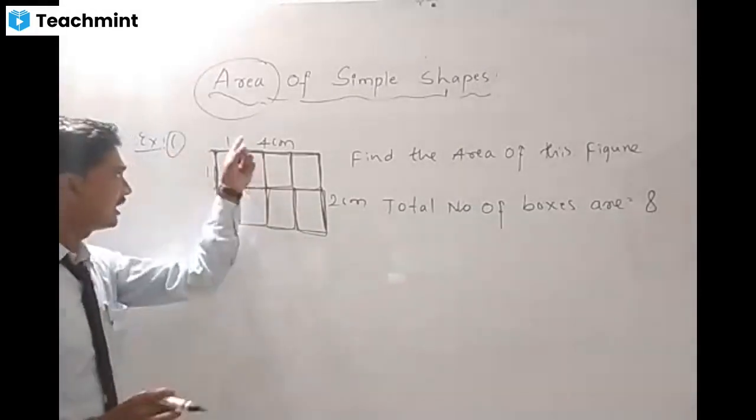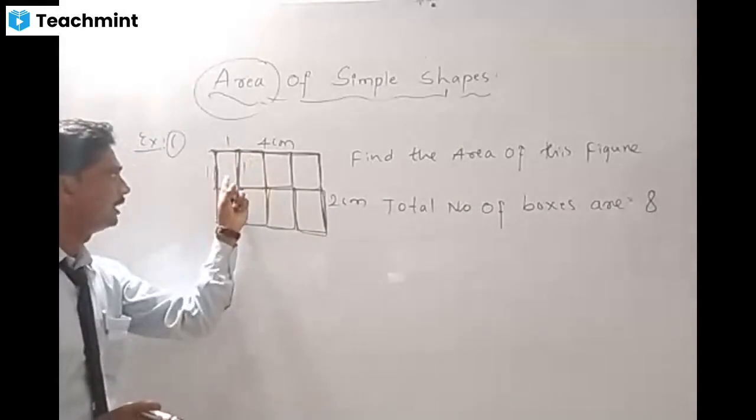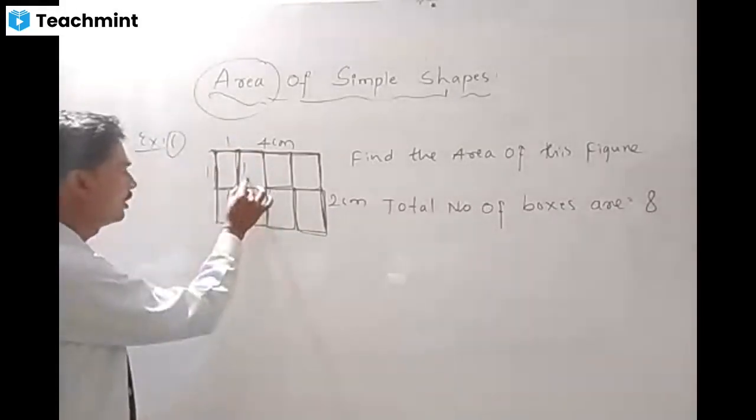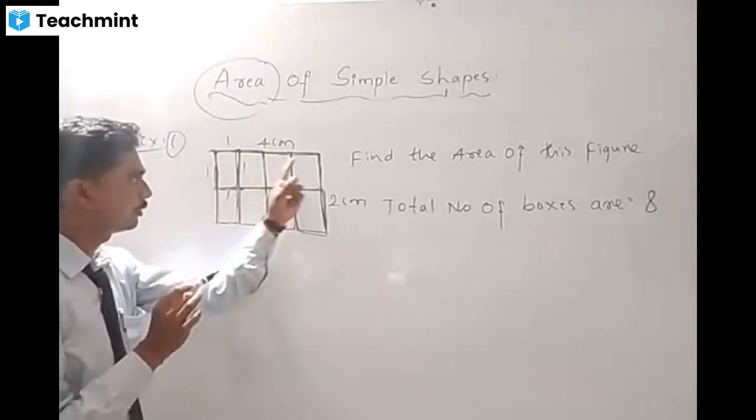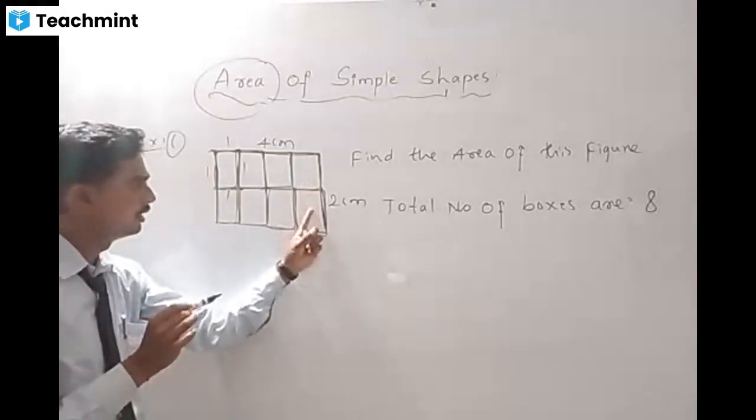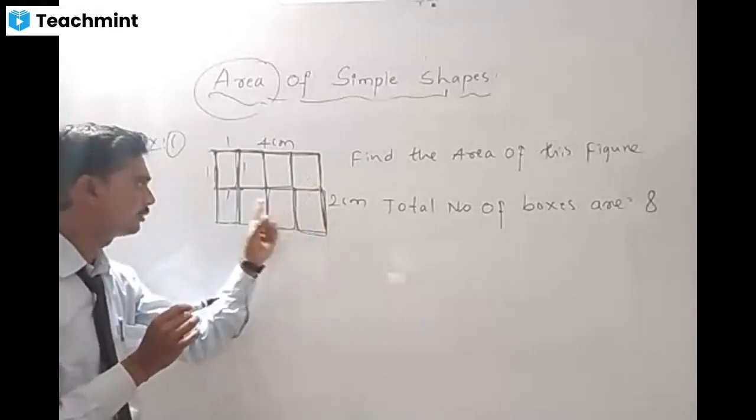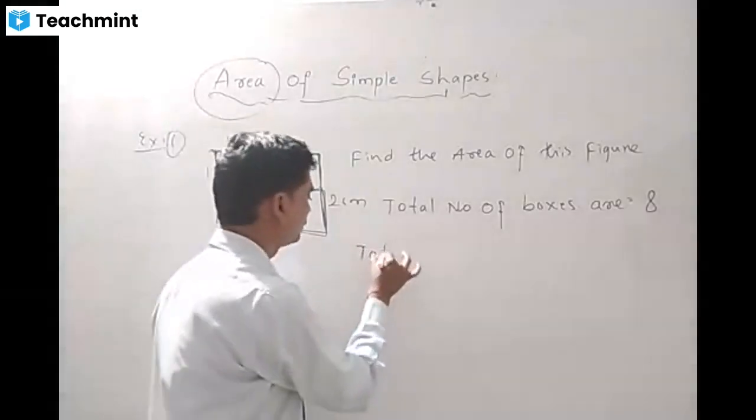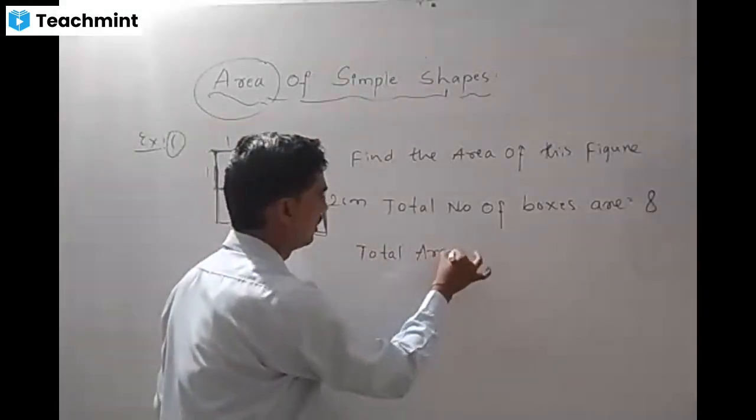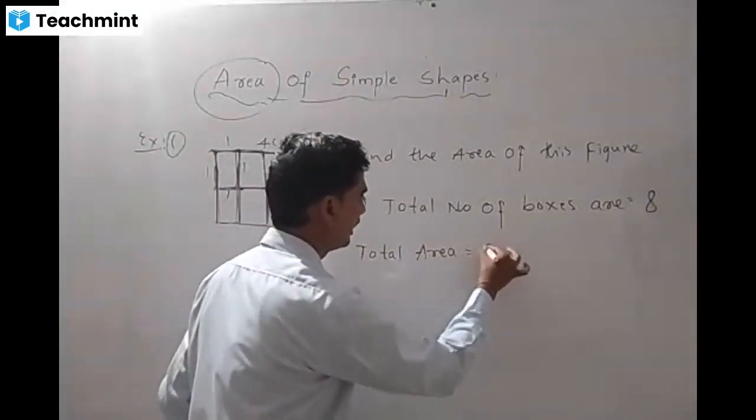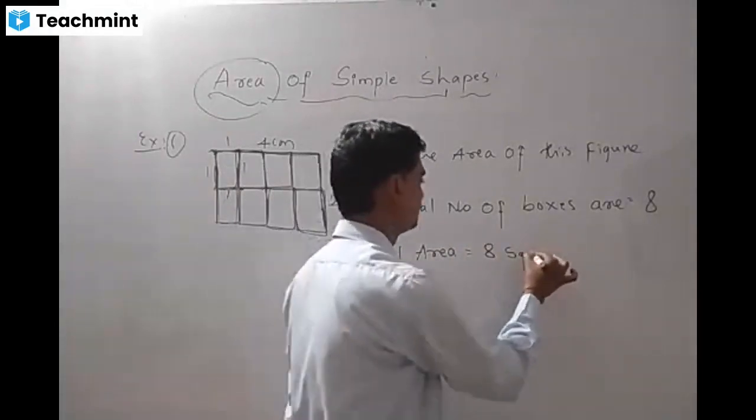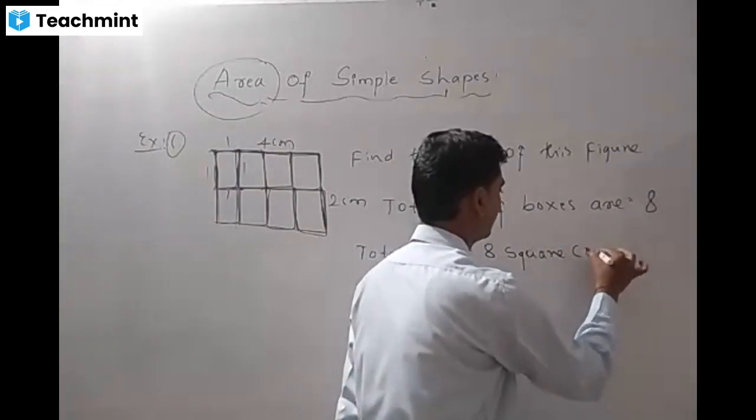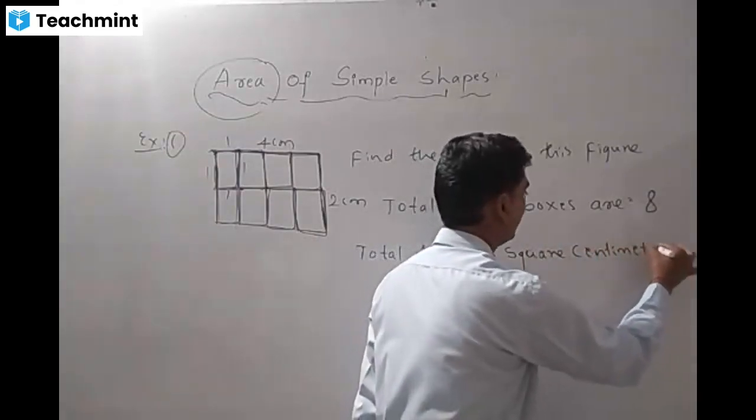All sides are same length means we are telling this box area is 1 square centimeter, and this one means 2 square centimeters, 3 square centimeters, 4 square centimeters, 5 square centimeters, 6 square, 7 square, 8 square centimeters. Total area is equal to 8 square centimeters.